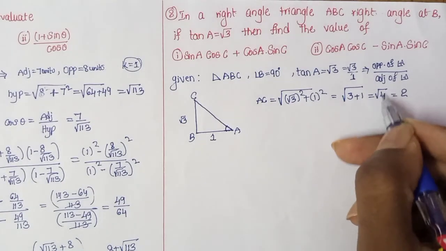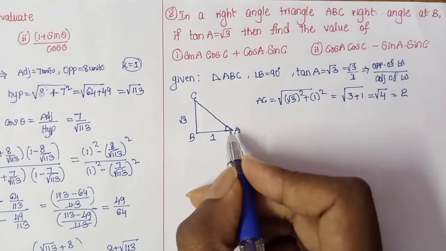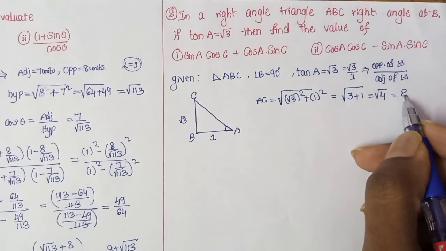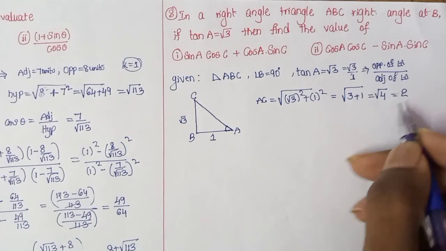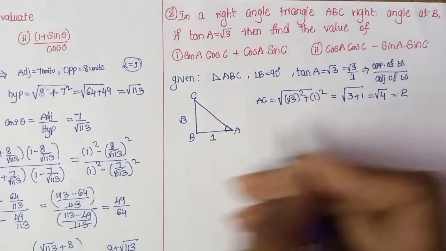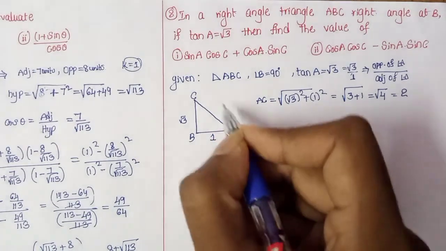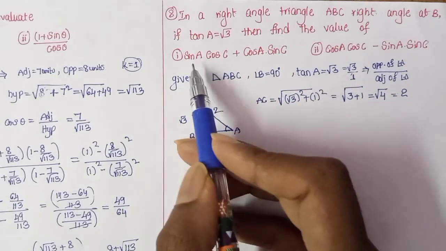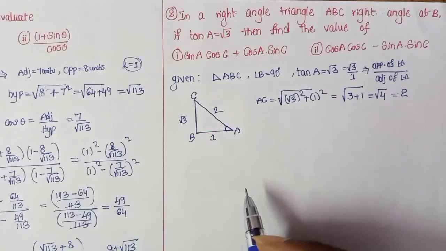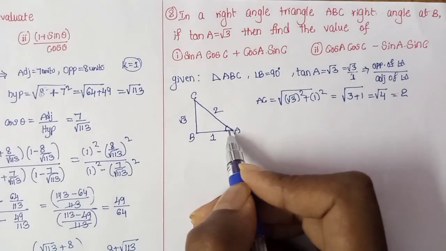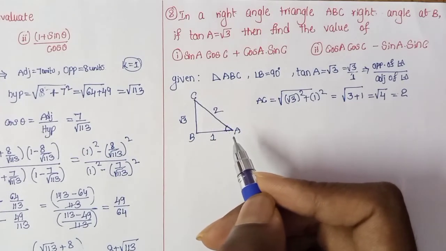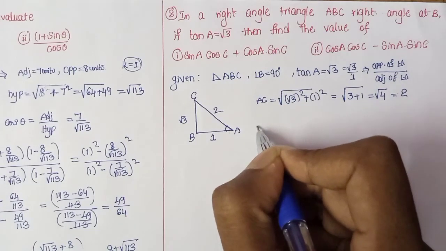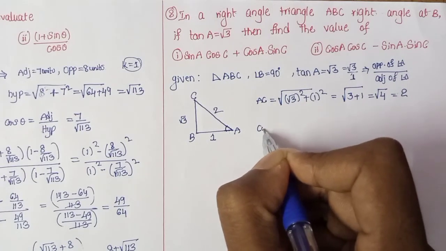To be specific, root 4 is plus or minus 2, but these are the sides. Sides always have a positive value. There is no negative side, negative 2. So we consider directly positive 2. Here root 3 units, here 1 unit, and this is 2. Okay, what are the things here? Sin A, cos C, cos A, sin C. So overall, sin and cos of both the angles A and C, both the acute angles in the right angle triangle ABC. So first we find these four. This will be much easier for calculating the other things.